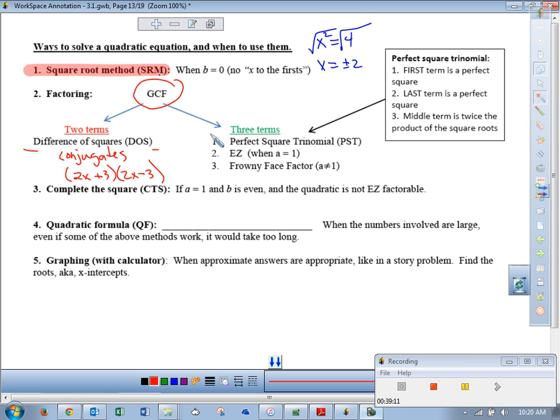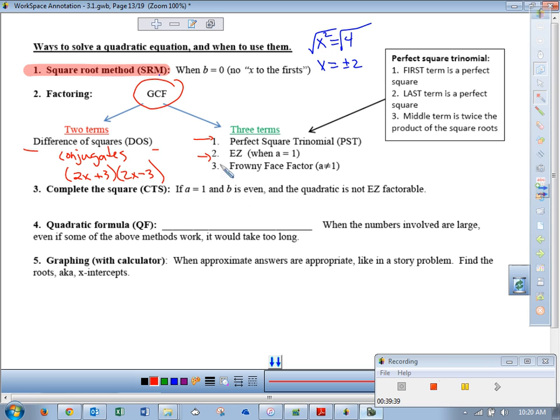3 terms, the first thing to look for is if it's a perfect square trinomial. I've typed it out for you already. How do you know if something's a perfect square trinomial? The first term's a perfect square, the last term's a perfect square, and the middle term is twice the product of the square roots. We'll come across those later. The next easiest thing after that is if it's easily factorable. That's when the a value is 1, which you had on your homework that was due today.